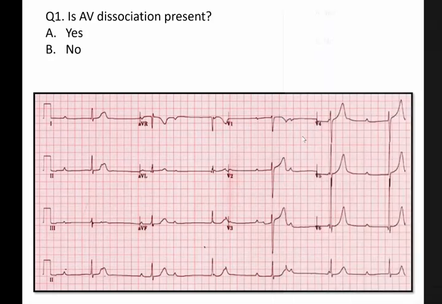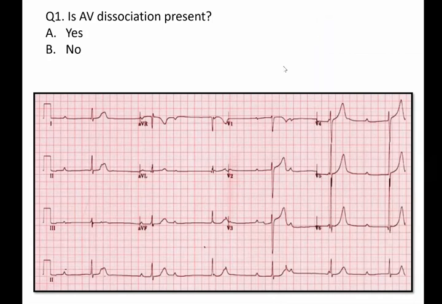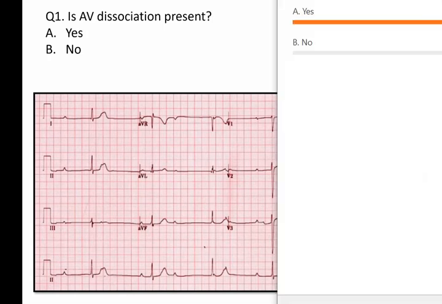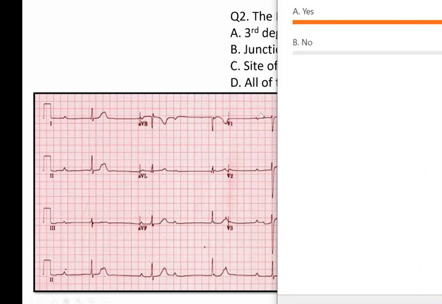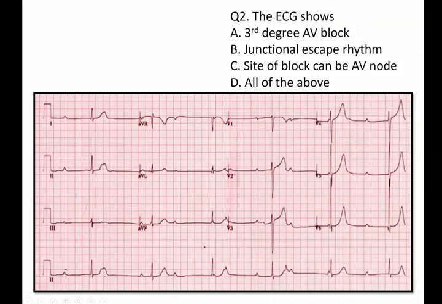For these simple questions, I think we can look at the answers quickly. So everybody agrees that there is AV dissociation present. Before discussing, let's get the other question. The ECG shows, and the choices are A, third degree AV block, B, junctional escape rhythm, C, site of block can be AV node, and D, all of the above. Chandra, can you put up the poll question?